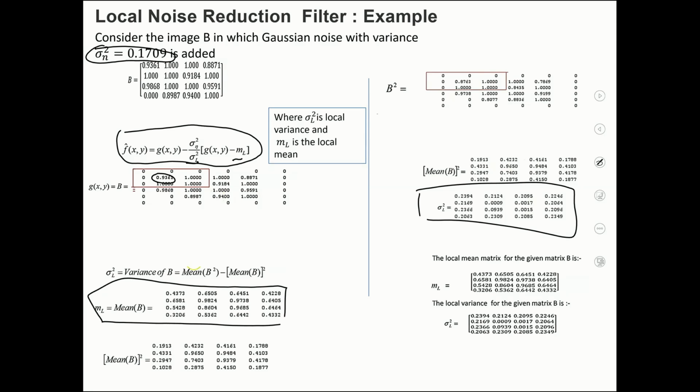I just try to find the variance of this image, and also definitely I have to do zero padding, which has already been done. Similarly, the mean, the whole mean, which is this one, and then use this formula to find the estimated image. This is fine.